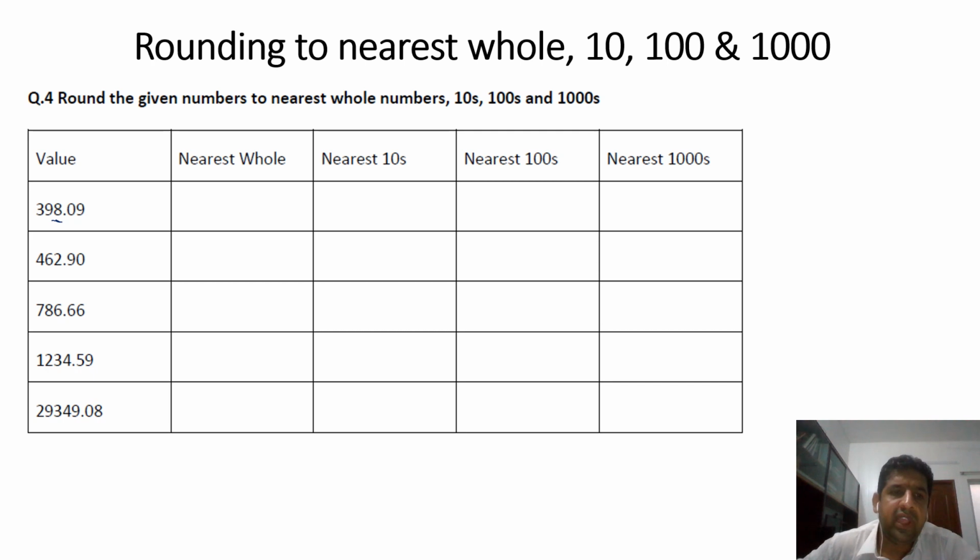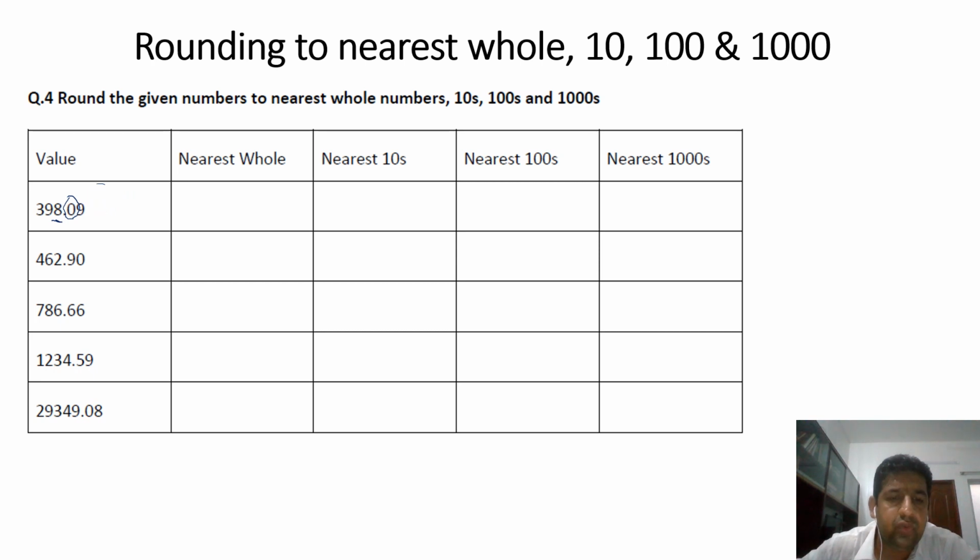So in this case, the value of ones is 8 and we will underline that value and we will circle the next number to check if the number is 5 or more than 5. Then we will add plus 1 to the underlined number. Otherwise, if the number is between 0 to 4, we will make no changes to the number. In this case, the number is 0. So it means there is no change in the number.